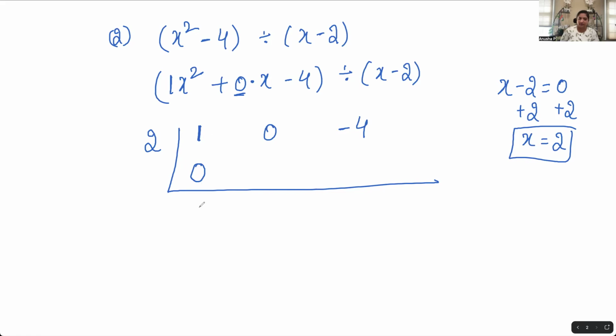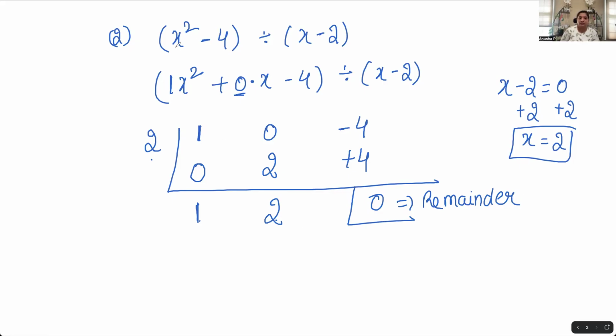Okay, 1 plus 0 is 1. Now multiply these two numbers. 2 times 1 is 2. 0 plus 2 is 2. 2 times 2 is positive 4. 4 minus 4 is 0. So this is called the remainder. Here we don't have a remainder in this question.